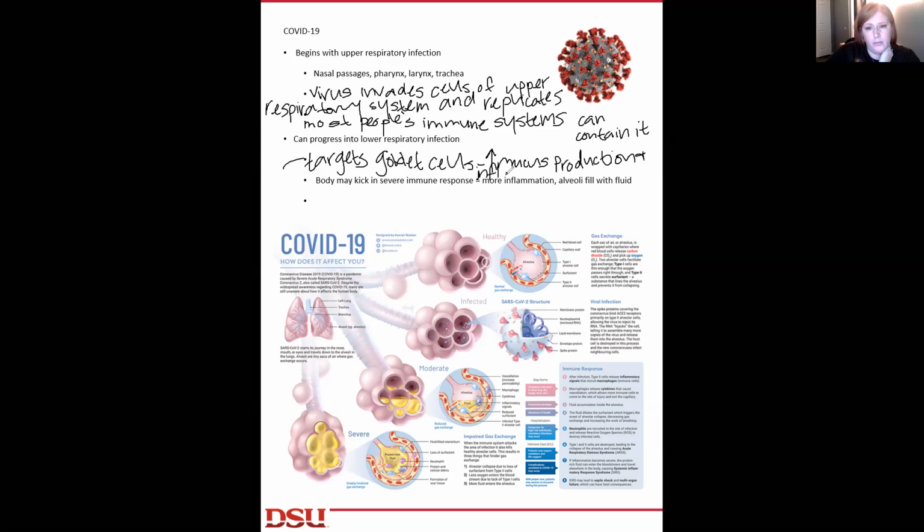Okay, so increases mucus production and inflammation. And we learned that a severe inflammatory response by the immune system is not a good thing. Okay? All right, so the body can kick into severe immune response, which I just said isn't always a good thing because then we end up with even more inflammation. And the little alveoli, which, if you remember, are the little tiny sacs at the site of gas exchange in the lungs at the end of the bronchioles, they fill up with fluid. We get pneumonia.